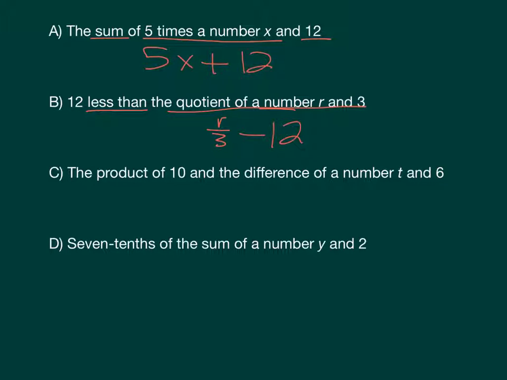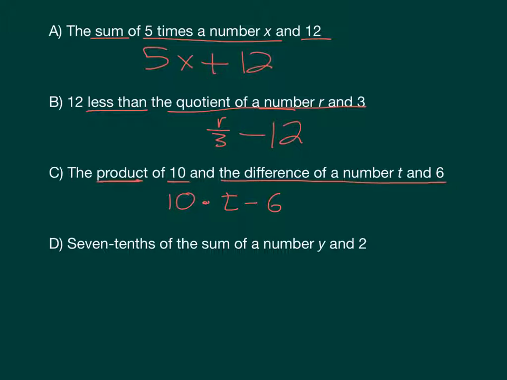In example C, we have kind of a tricky problem, and you'll see why in a second. So we have the product of 10 and the difference of a number t and 6. Product says that we're going to multiply it. So we're going to have 10 times the difference of a number t and 6, so t minus 6.